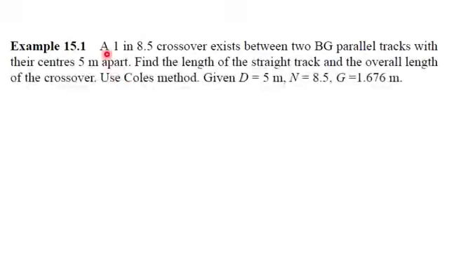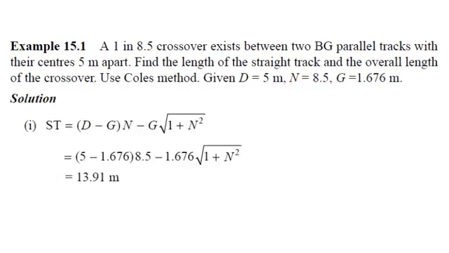So let's see the problem. A 1 in 8.5 crossover exists between two broad gauge parallel tracks with their centers 5 meter apart. Find the length of the straight track and the overall length of the crossover. Use Cole's method. So given details are capital D is equal to 5 meters, N is equal to 8.5 and G is equal to 1.676 meters.